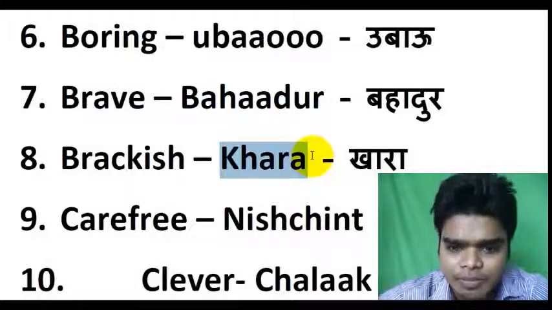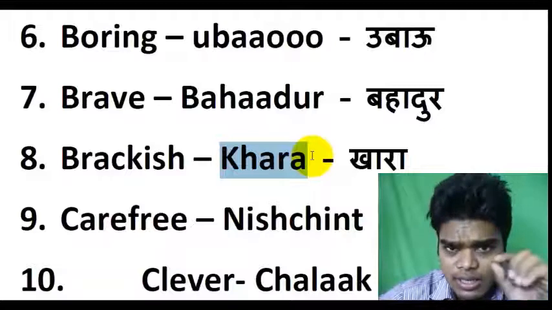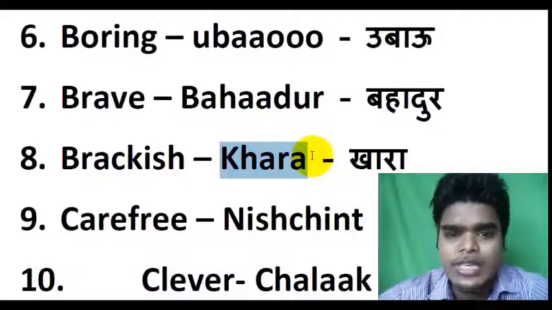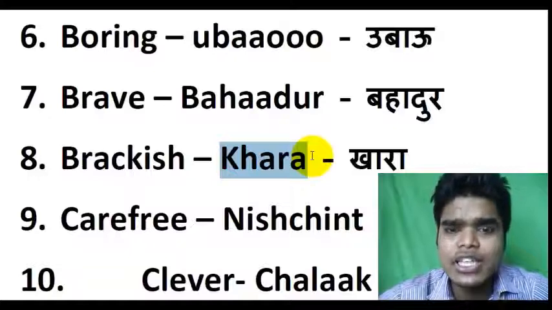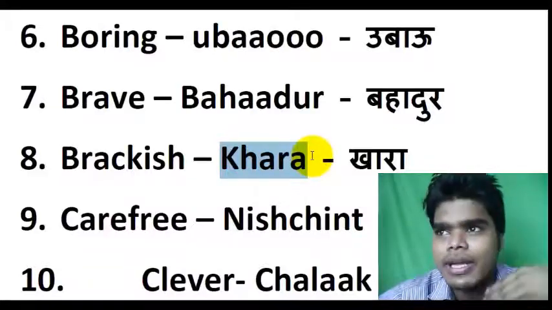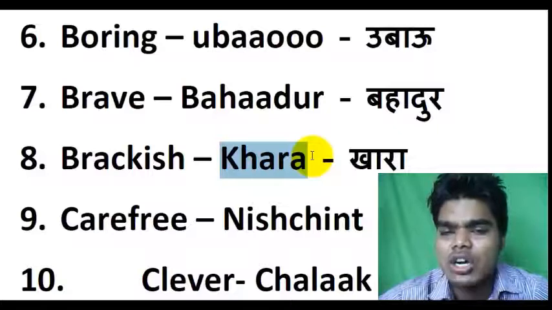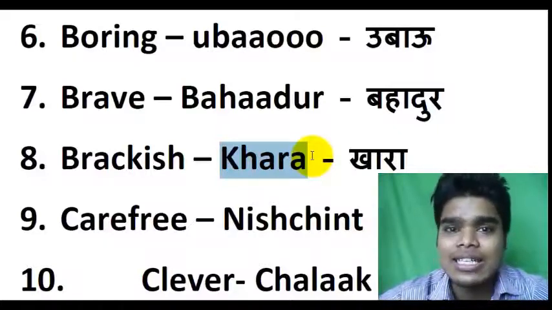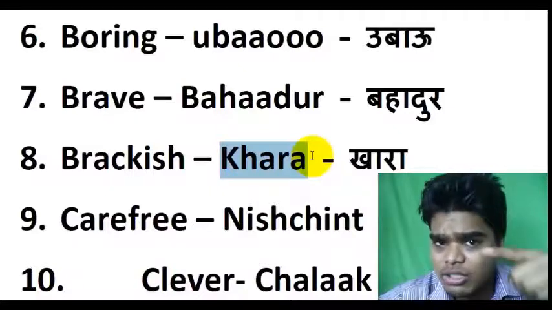Brackish. It's Khara. Khara, right? The ra is a little more prominent here, more focused. Kha, kha. It's an aspirated ka sound, right? You say ka and you make aspiration. So it's ka. Then ra, kara, rolling of r.